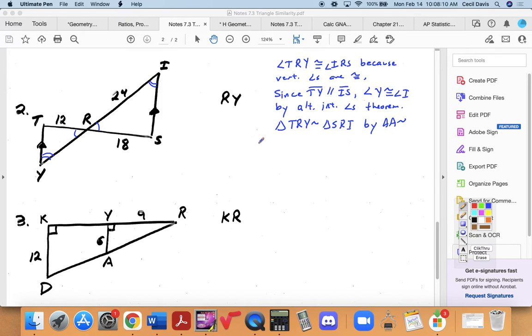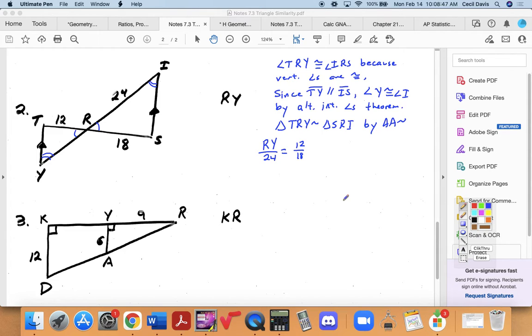And now I want to find the length of RY. I haven't found the similarity ratio yet, and when I haven't, I usually start with what I want to know. So RY, what does it match up with in the other triangle? RI, which is 24. Equals, well, I need to go back to the first triangle, so that's got to be 12. TR matches up with SR, which is 18.